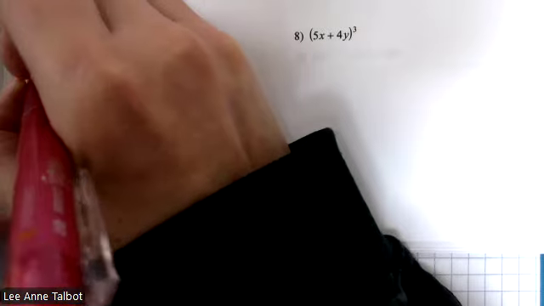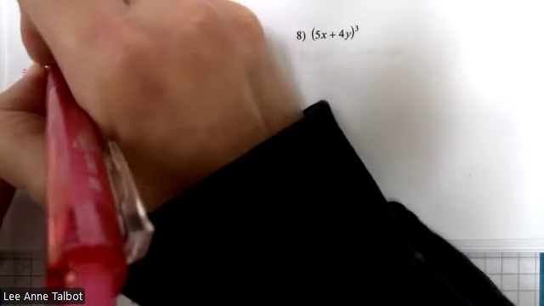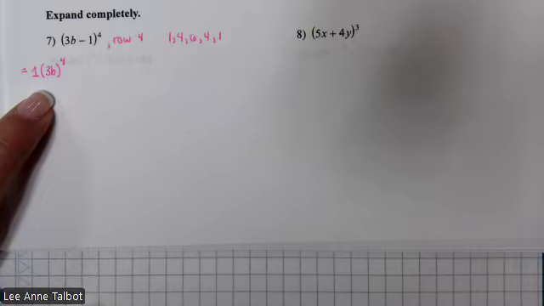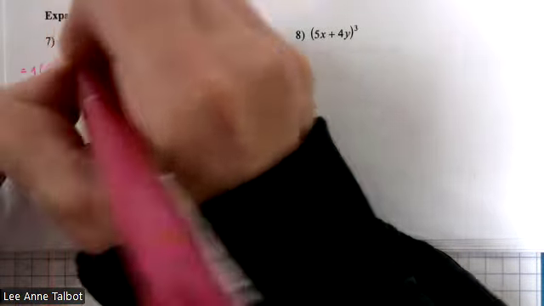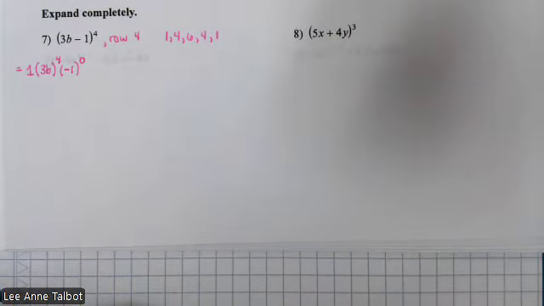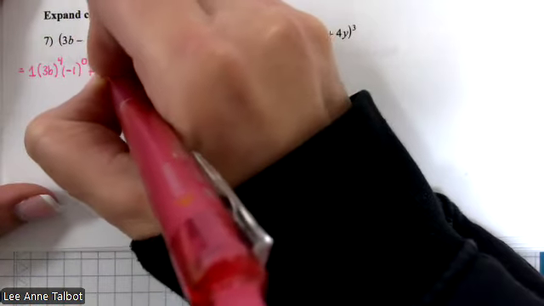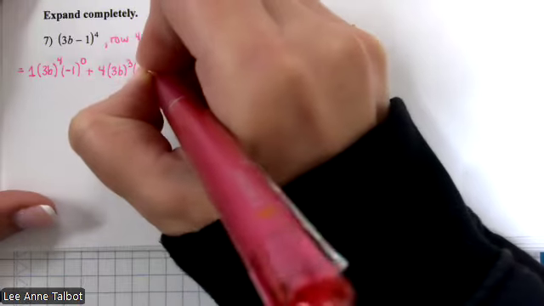Do you guys remember that? Okay, the front seat thing in this problem is 3b, and you have to put it in parentheses and put it to the 4th. That means the 3 also goes to the 4th power. And then in this problem, the back seat thing is -1 to the 0. Do you guys see what I mean by -1? Plus 4, front seat down a power, back seat up a power.